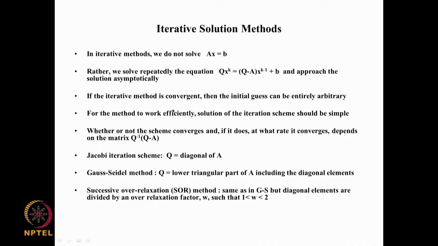If the iterative solution method is convergent, then the initial guess can be entirely arbitrary. You can take any set of values for the initial guess, and then you are guaranteed a converged solution finally. Okay. For the method to work efficiently, the solution of the iteration scheme should be simple, okay, and whether or not the scheme converges, and if it does converge, at what rate it converges depends on the matrix inverse of Q times (Q minus A). Okay, we will see these things later on.